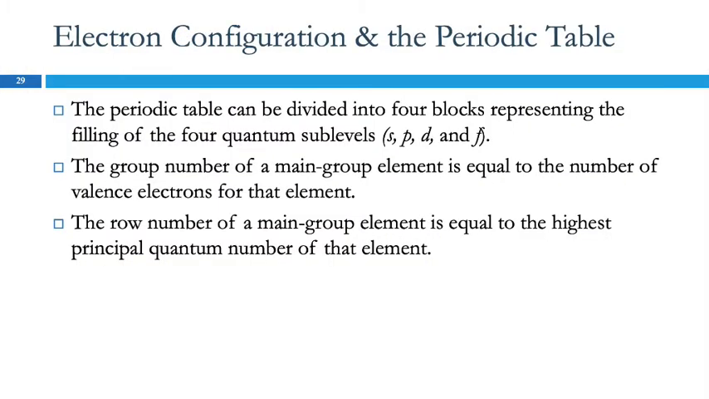Okay, so the periodic table. This is where there's some magic in the periodic table. So we can look at the periodic table and divide it into 4 blocks that represent filling the different quantum sublevels, S, P, D, and F. It's all hiding up there. The group number for main group elements tells us the number of valence electrons, and the row number, the period number, tells us what the highest principal quantum number is for any of the electrons in that atom.